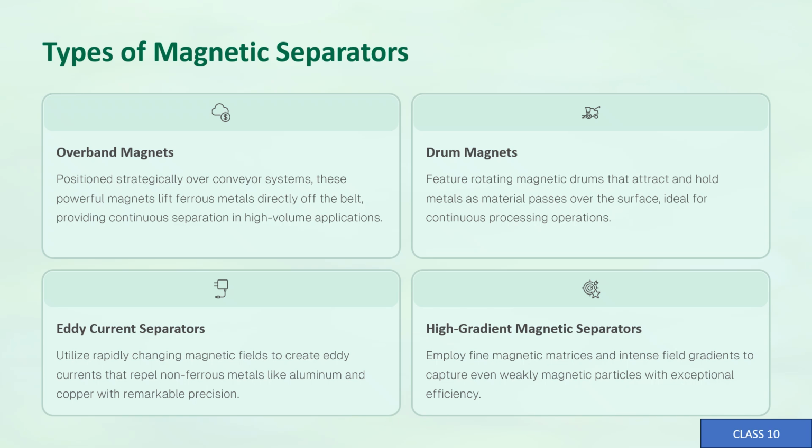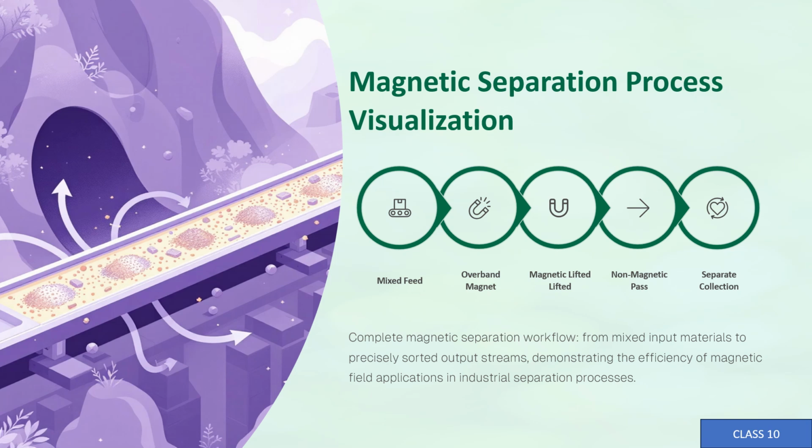Next is the magnetic separation process. This is the process visualization. Just see, we are going to feed the mixture like this. There will be a conveyor belt. This is the conveyor belt. Below that you will have two wheels rotating. The persons working in the industries will feed the magnetic minerals, the mineral ore, that is the mixed feed.